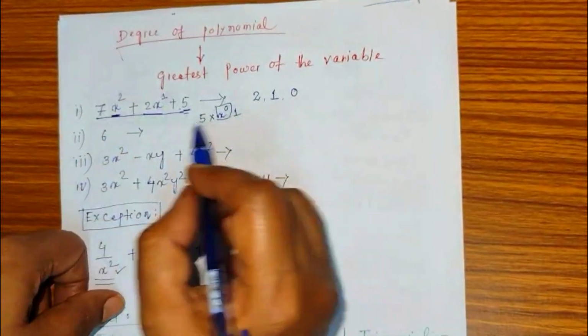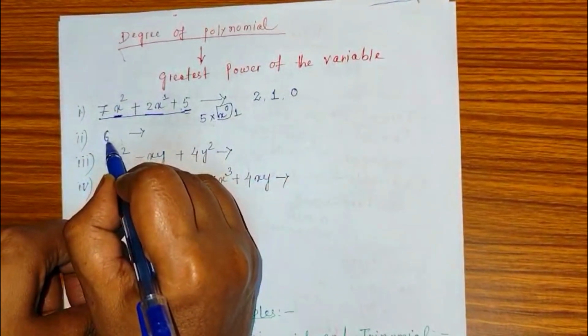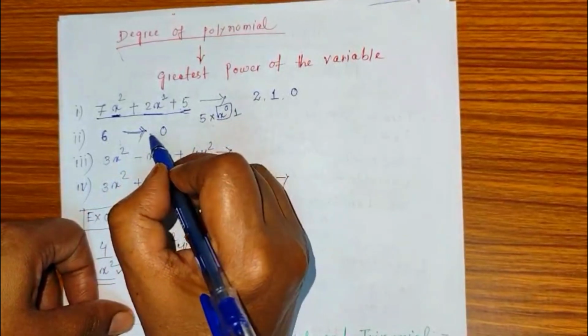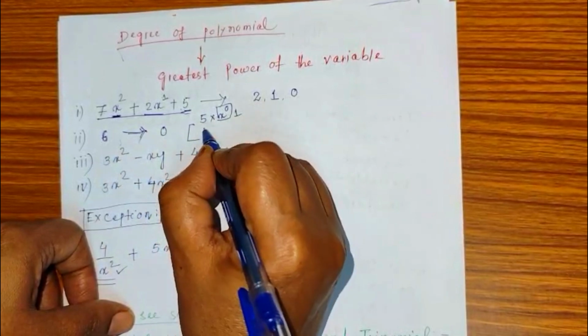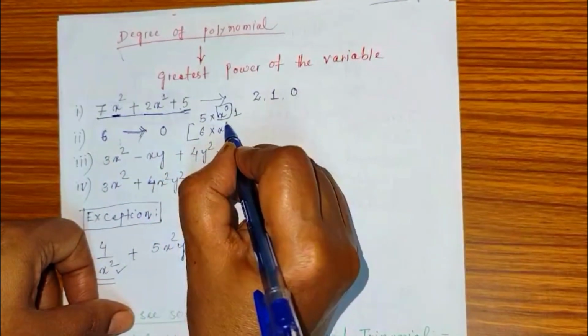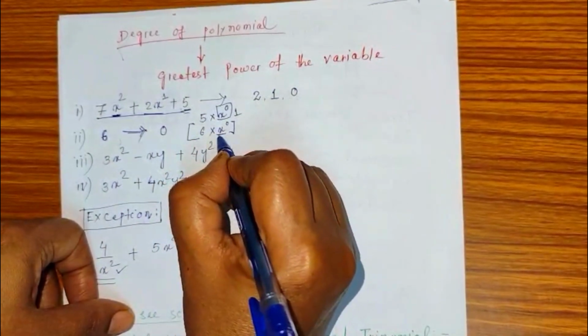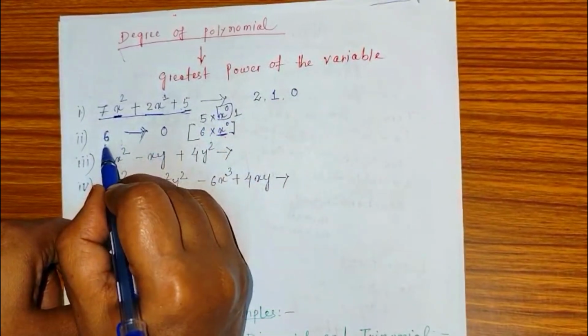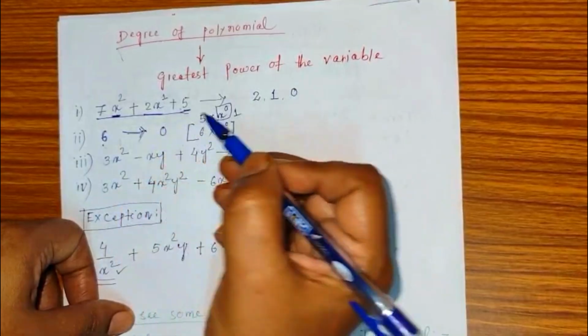Okay, understood? See, if only 6 is given, the degree of polynomial is 0. 6, we can write it as 6 into x to the power 0. X to the power 0 is nothing but 1. So the degree of polynomial for any number will be 0.